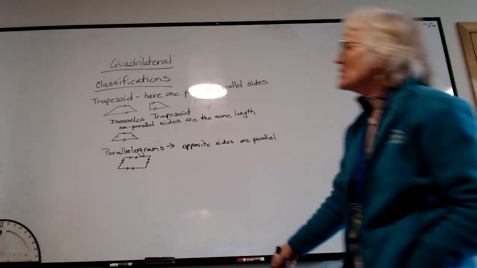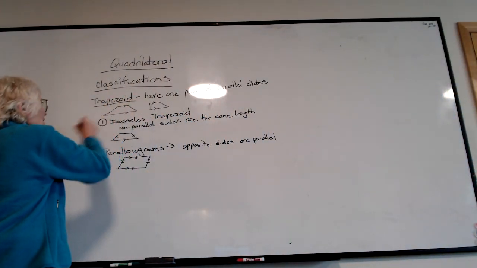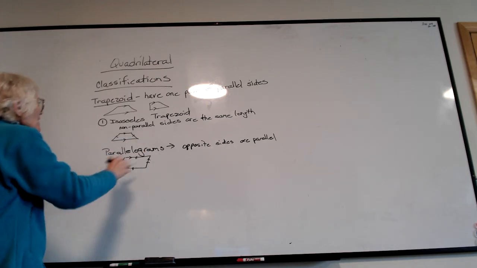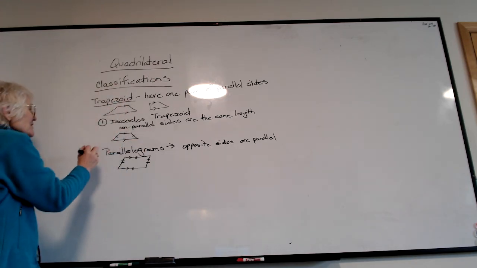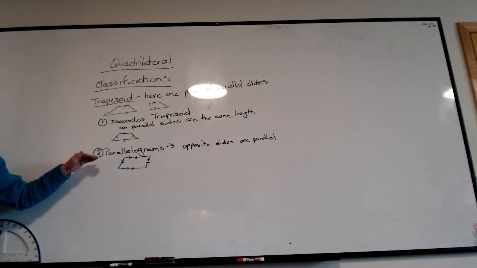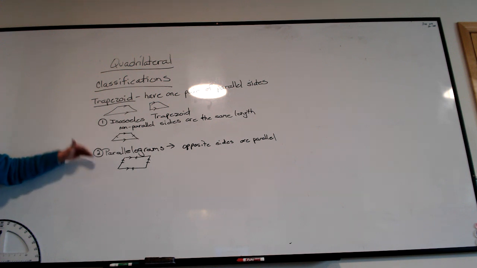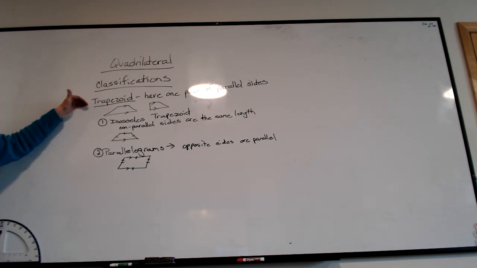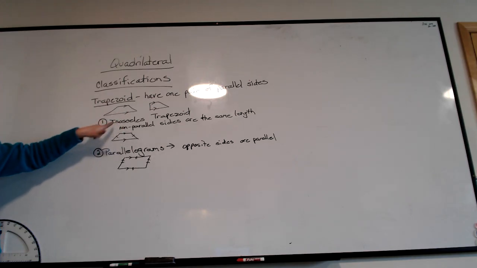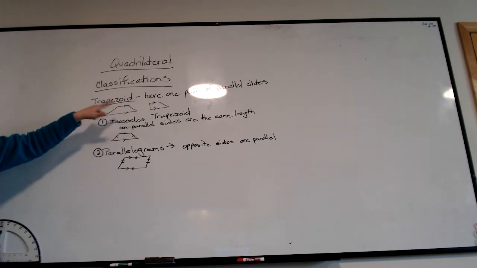So basically you start out with the trapezoid, and in the trapezoid you have an isosceles trapezoid. That's one classification, and then you can also have a parallelogram. That's another classification. So these are both within trapezoids. Trapezoids, though, can be any picture. They don't have to be isosceles or parallelograms. They can be any shape that just has one pair.